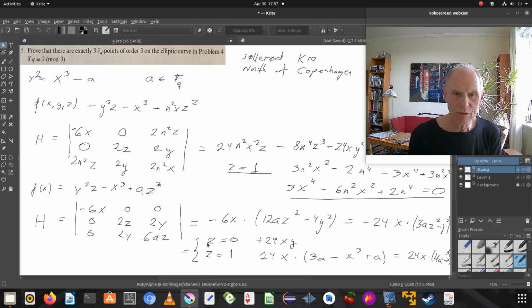Now, when z vanishes, if x vanishes, then y may be anything. Oh yeah, so that's the point at infinity we get the effect. If y vanishes and z vanishes, then x must vanish as well. So that point doesn't exist. So this condition just gives us the point at infinity.